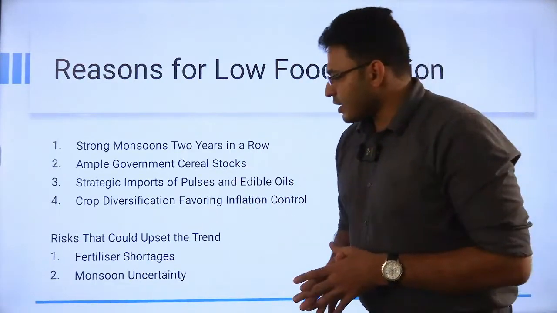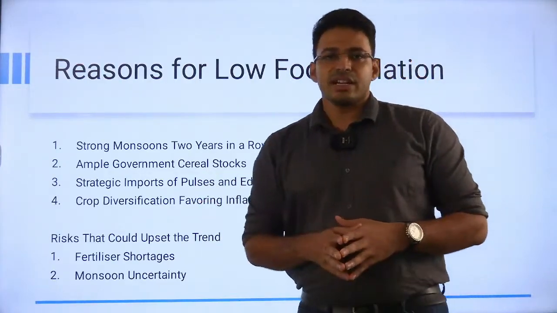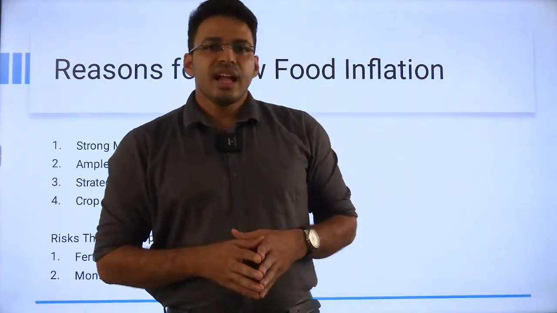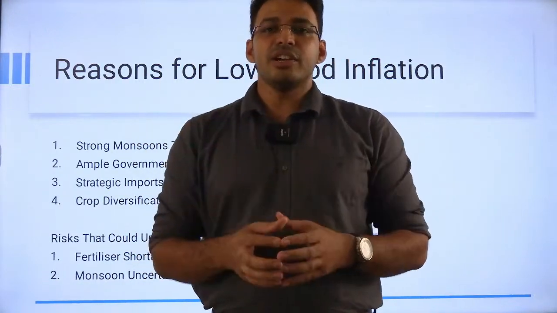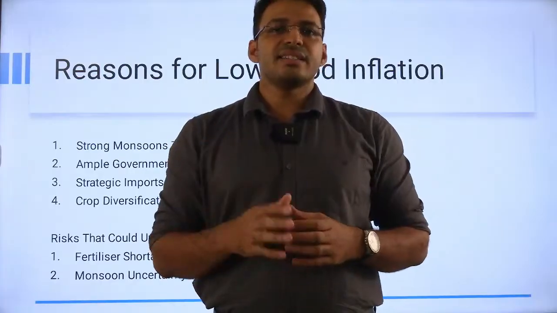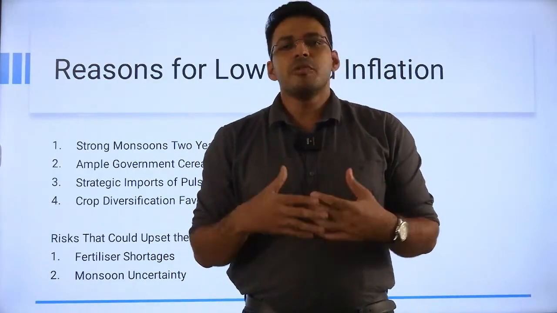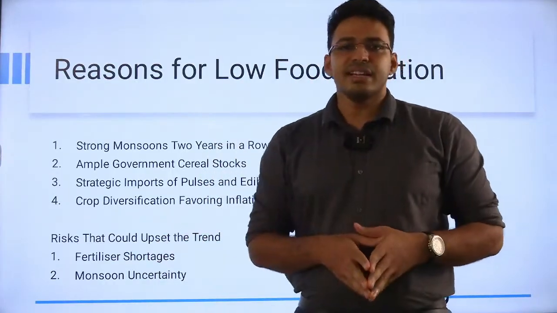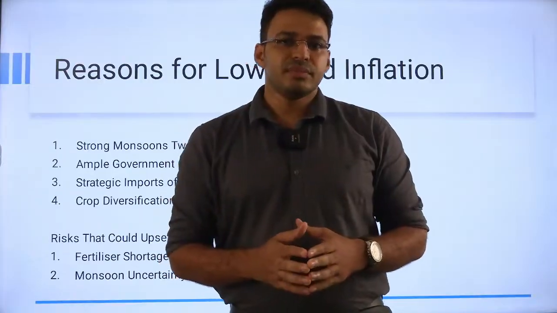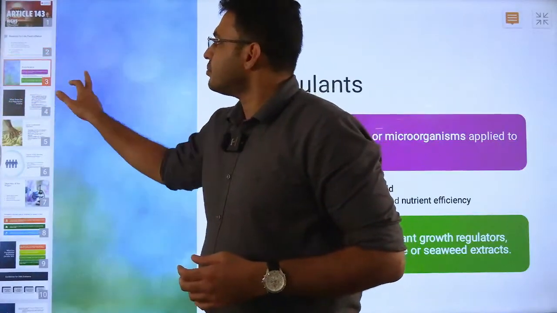So what are the risks that could upset the trends? The fertilizer shortage about urea and DAP from China, the availability of the fertilizers, that is a growing concern. And consistently the monsoon was high, but we cannot predict about the future. So what about the monsoon uncertainty in future? That is a challenge for this trend.